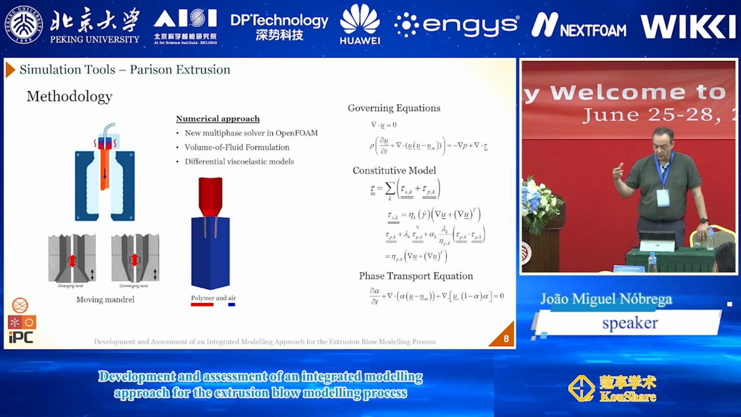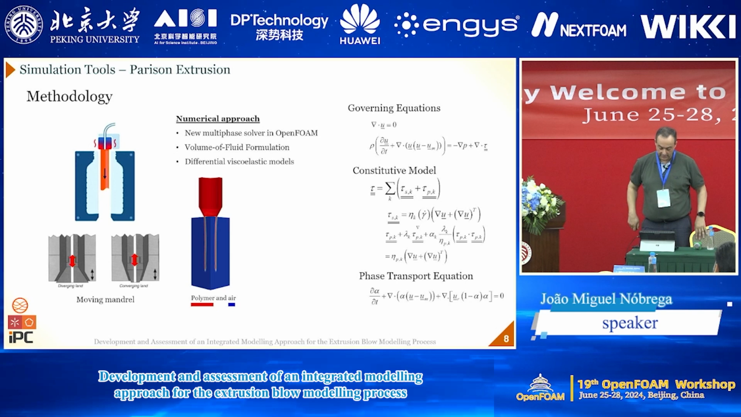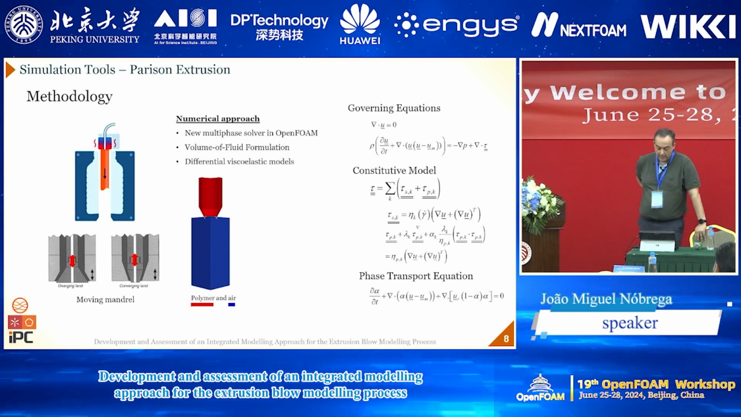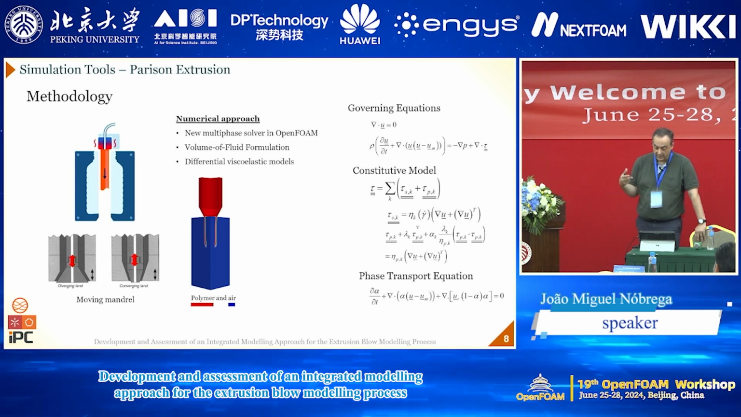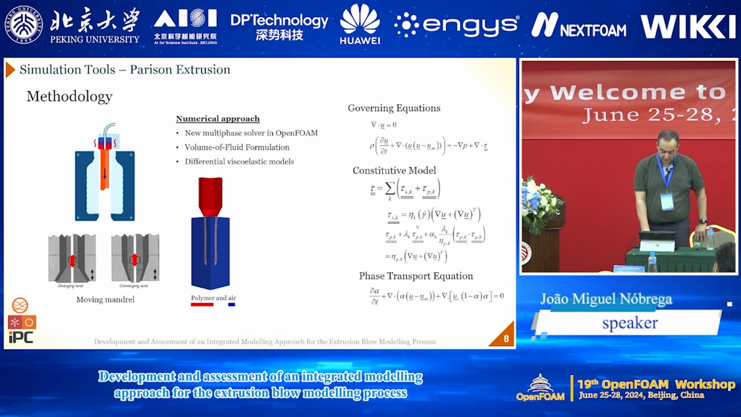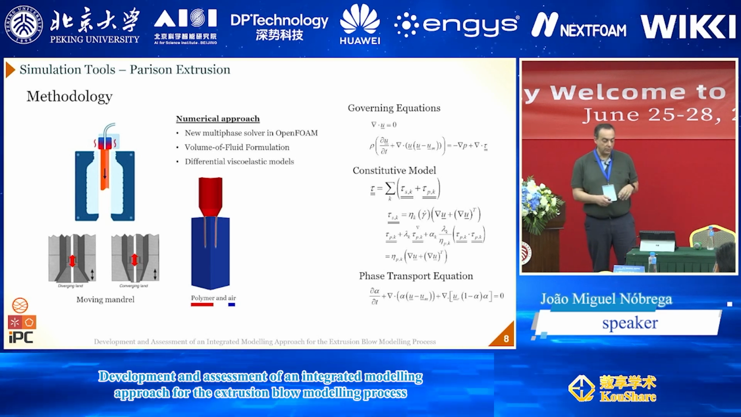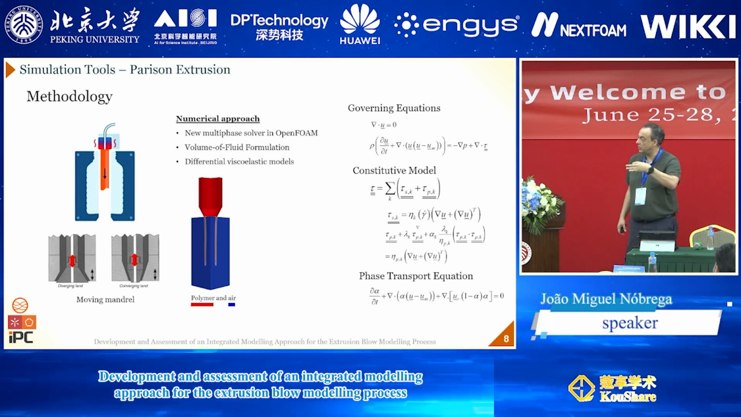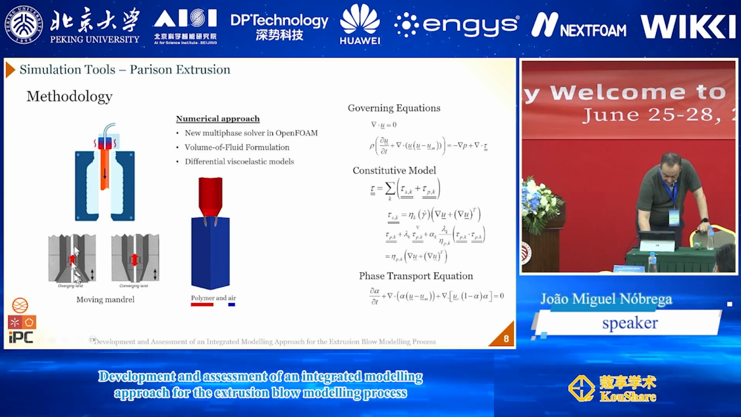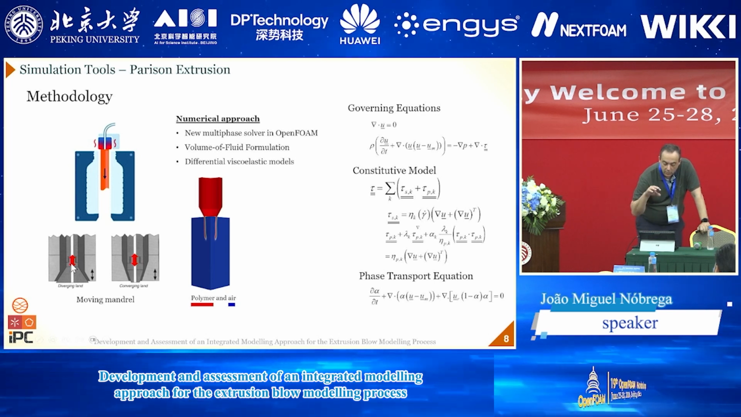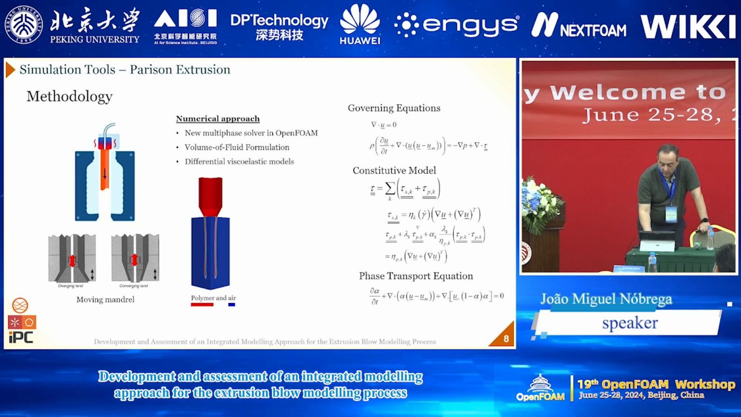The governing equations are the mass conservation, the momentum balance, and the constitutive equation, as you heard before, for the coupled solver. And in this case, since we are modeling a two-phase flow, there is a phase transport equation. And one relevant detail of extrusion blow molding is that during the production of the tubular profile, the inner mandrel moves in order to allow us to control the thickness along the profile.